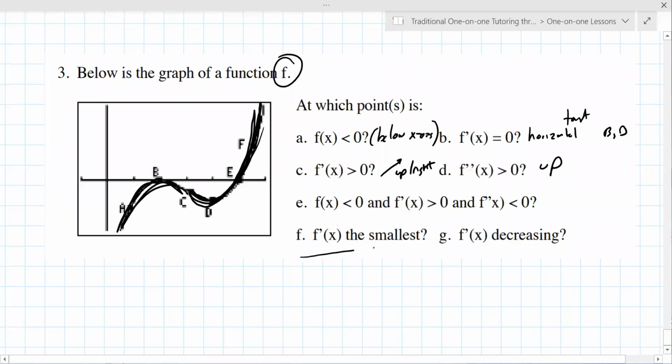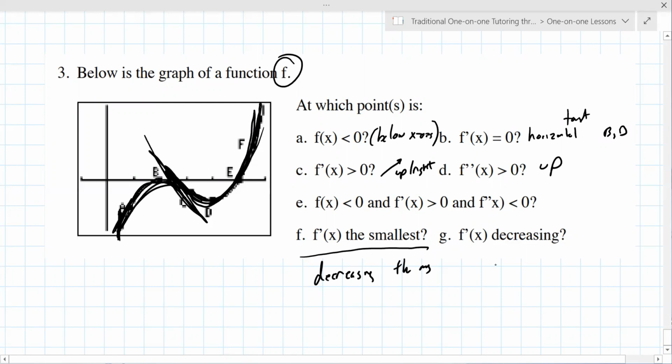Let's look at this last one. Where is f prime of x the smallest? That means most negative. Where is it decreasing the most? I would argue it's here. Because A to B. I'm sorry, decreasing, wrong way. Here, it's decreasing here. All right, good.